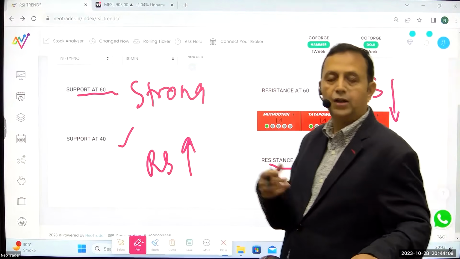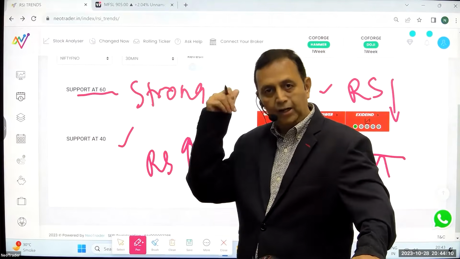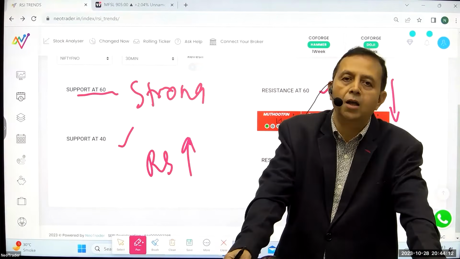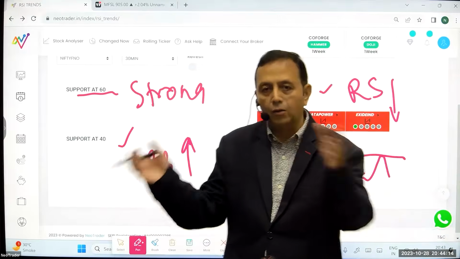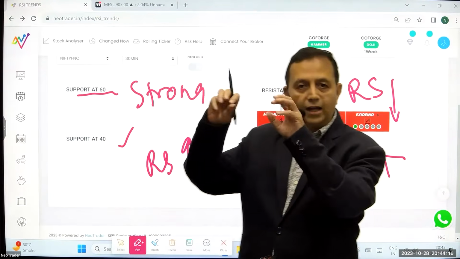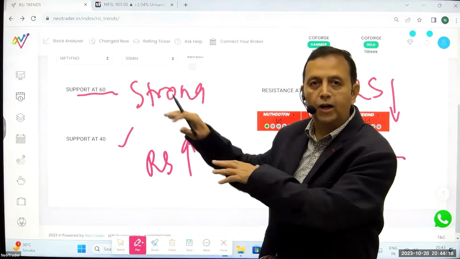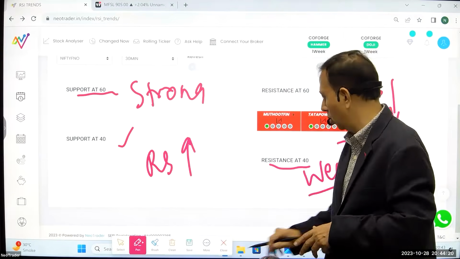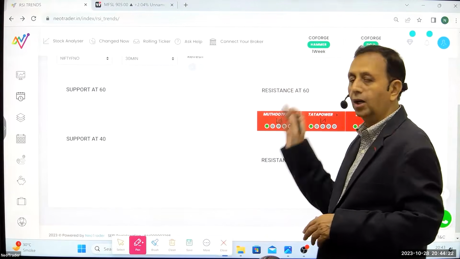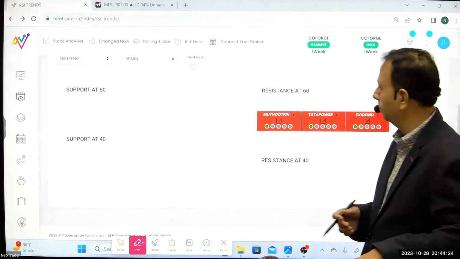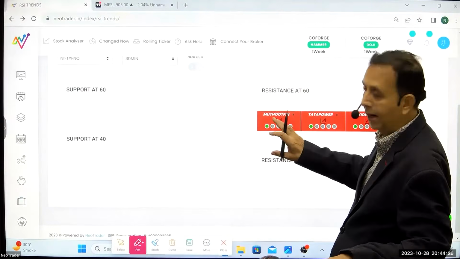Range shift is a concept introduced by Andrew Cardwell. It's not there as a part of the original Welles Wilder work. This is Cardwell's work, which I have taken and programmed into Neo Trader. And I do not know any other program which might give you this. So we have already pre-programmed this.